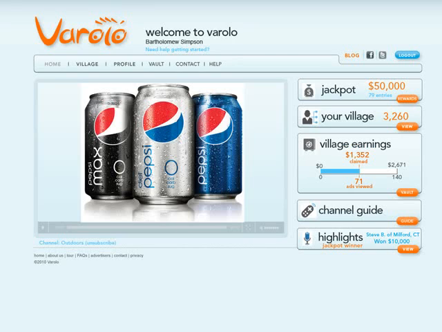You can look at your village. This includes all the people that you've invited to Varolo and the people that they've invited and their friends, up to 4 degrees of separation. This includes all of those friends, and you can earn money every time one of those people watches an ad, and that is called your village earnings. As those users watch ads, your village earnings increase throughout the week. In this example, you can see that the total village earnings for this week is $2,671.